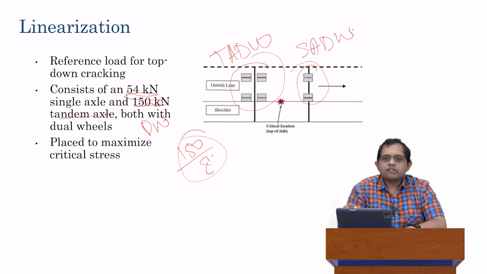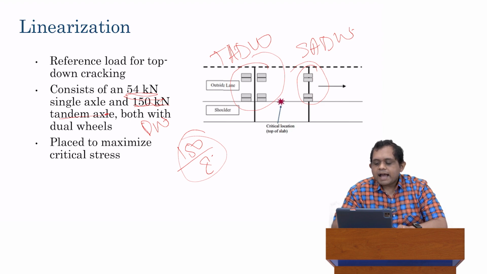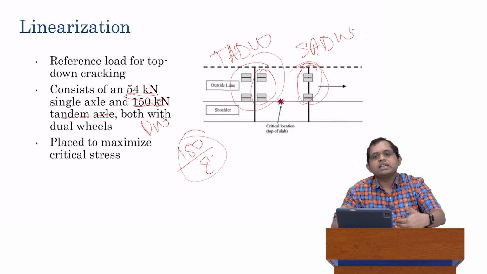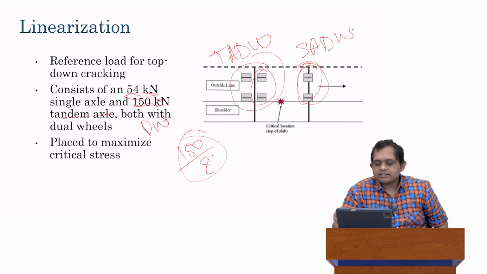Okay. So this is the reference configuration, that we have a single axle and a tandem axle, both with dual wheels, and they are placed as shown over here. The single axle is placed just at the transverse joint, and the tandem axle is placed such that the first wheel of the tandem axle is very close to the other transverse joint, and the second wheel is actually on the other slab altogether. So we've got the single axle here on the transverse joint, the first wheel of the tandem axle very close to the second transverse joint, and then the other one on the other slab altogether.